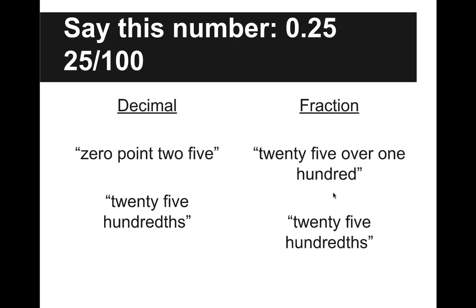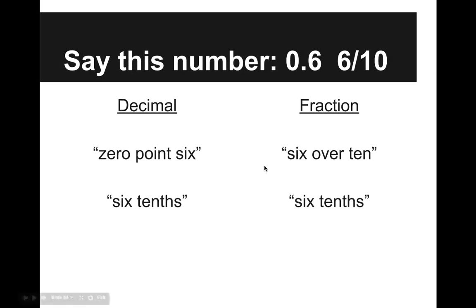Here's an example. This is the same number written in two different ways. If it's as a decimal, you can say it 0.25. If it's written as a fraction, you can say it 25 over 100. Either way, you can also say 25 hundredths. Here's another example. 0.6, 6 over 10, and 6/10. Those are three ways to say the same number, just as we have two ways to write the same number.